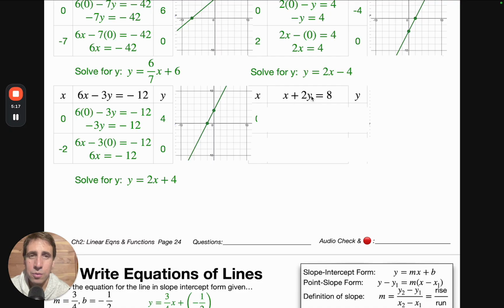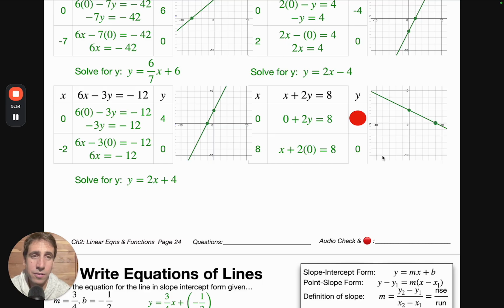Okay, x plus 2y equals 8. Put 0 in for x. Why don't you figure out what y is in this situation? When you divide both sides by 2, what do you get? But then, 0 for y. Here, this term drops out and it's just x equals 8. So there it is. Graph it. 8 comma 0 is over here, and the other point is over here.